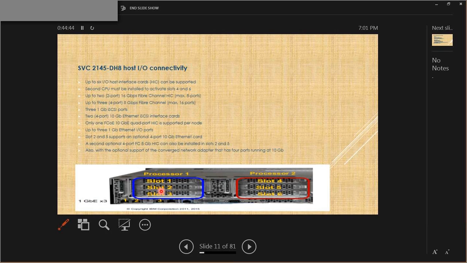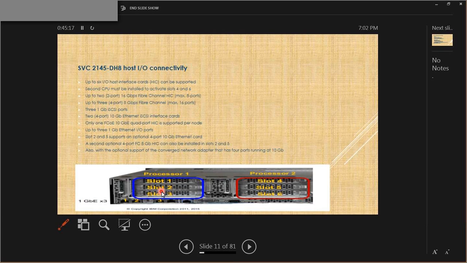Okay? Now, as it says here, slot number 2 and slot number 5 support an optional 4-port 10 Gbps Ethernet card. So 10 Gbps I2V cards we can connect on slot number 2 and slot number 5. But again, this is not a constraint. I mean, you can connect the card wherever you want as long as that host interface card slot is free. But as for the way they implement it, they suggest the I2V cards get connected to slot number 2 and slot number 5. Okay.